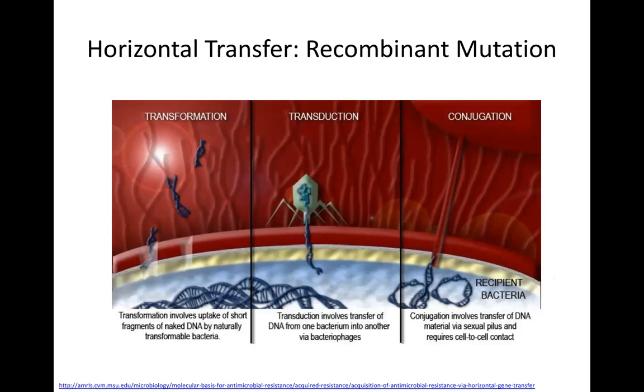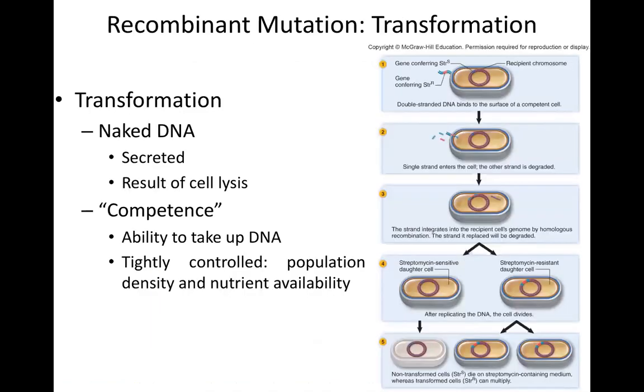So let's talk about these really briefly. What are some of the important characteristics of transformation? These cells are taking up naked DNA. Now the DNA is out there because it has either been secreted by a cell, and this can be a defense mechanism.